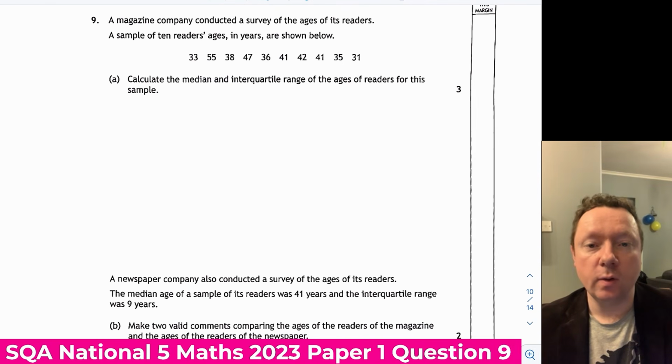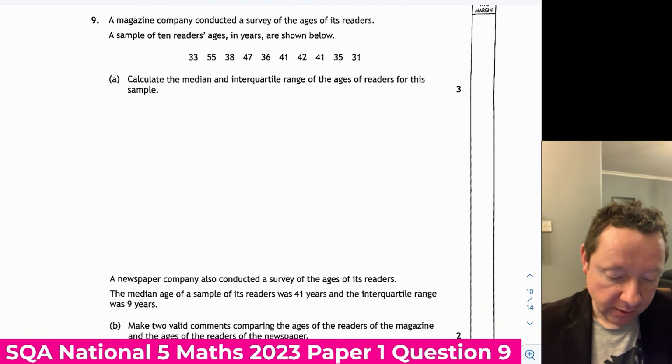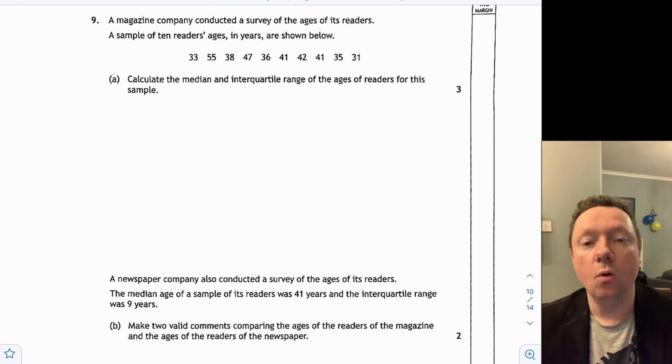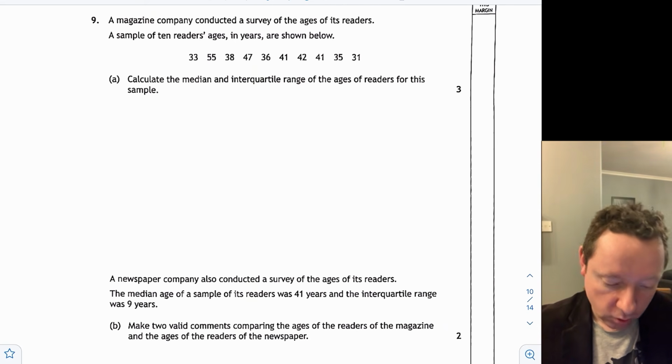SQA National 5 Maths 2023, Paper 1, Question 9. The magazine company conducted a survey of the ages of its readers. A sample of the 10 readers is shown. Calculate the median and interquartile range. Oh, that's interesting. So now we need to put them in order to get the median and the interquartile range.